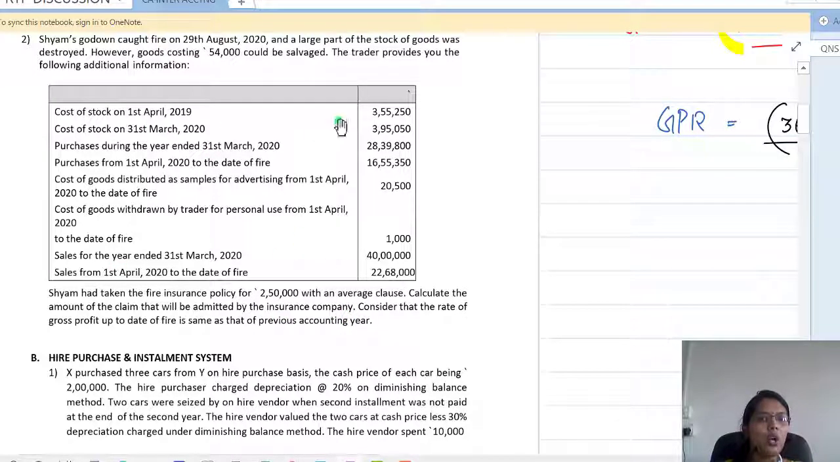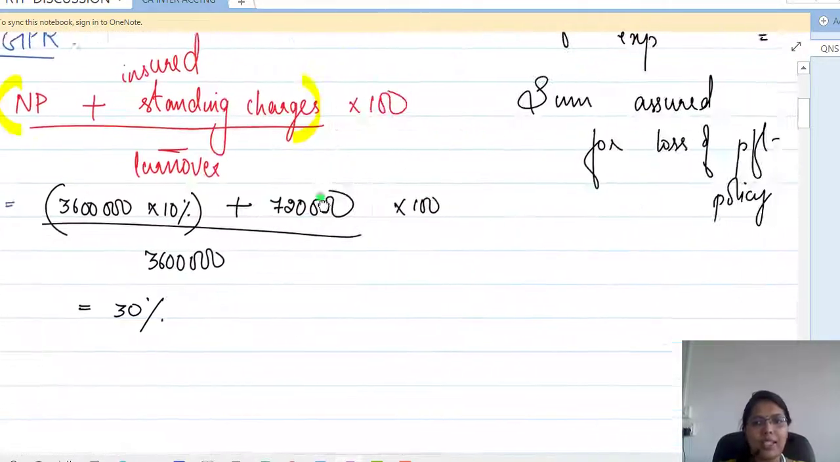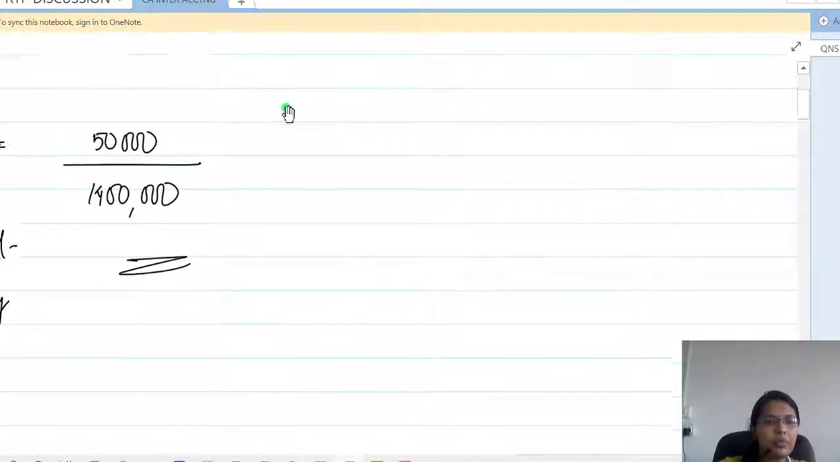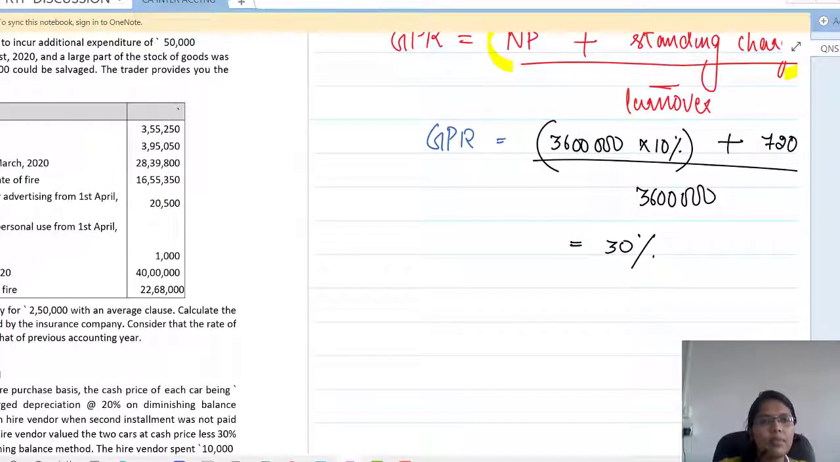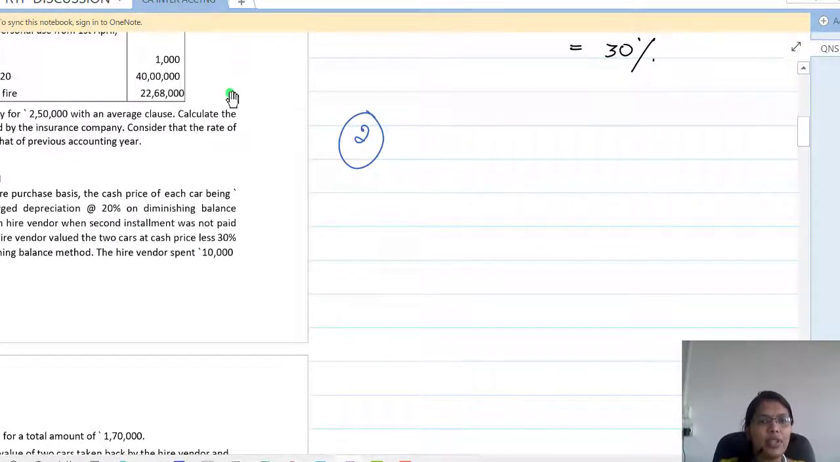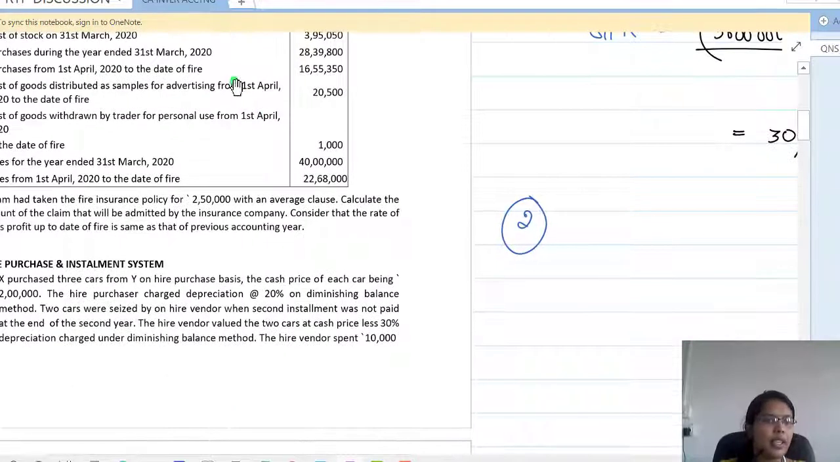So based on the question's pattern or the particulars or information given to us, we can understand that this is a loss of stock policy and we are supposed to find out how much will be the claim admitted under such a policy. Yeah, so let us take question number 2. So the first step under loss of stock policy claim is to find out the GPR of the previous year, because that is the base for us to find out what will be the GP of next year and going forward, or when the fire occurs.